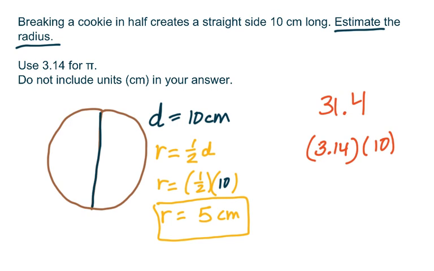Sometimes we think about things like, because they gave us 3.14 for pi, we think, oh, we have to use it. Well, you don't have to use it if it's not going to be helpful for this problem. Pi has no application when we're going between radius and diameter. So just because it's there doesn't mean that we had to use it.